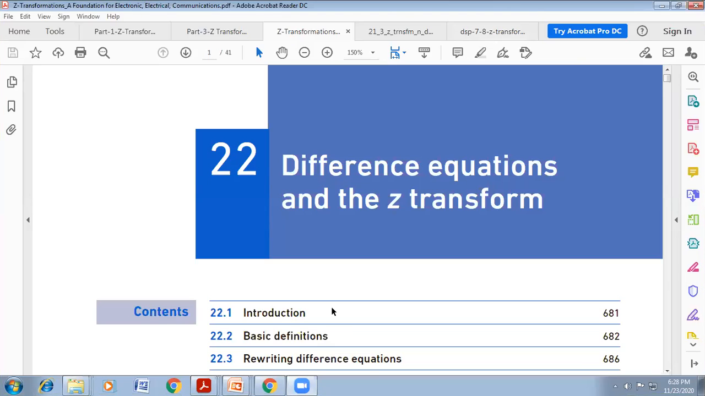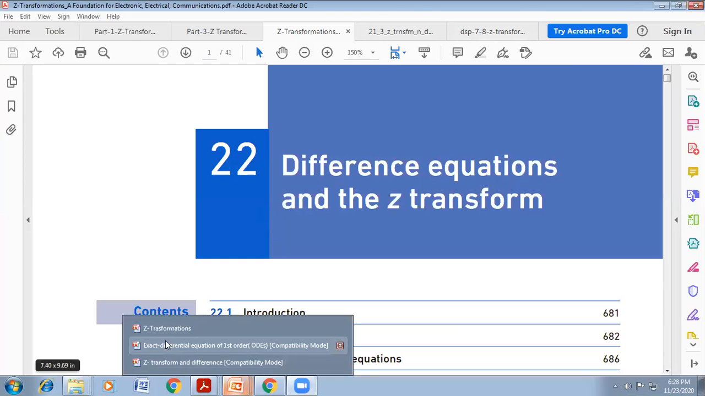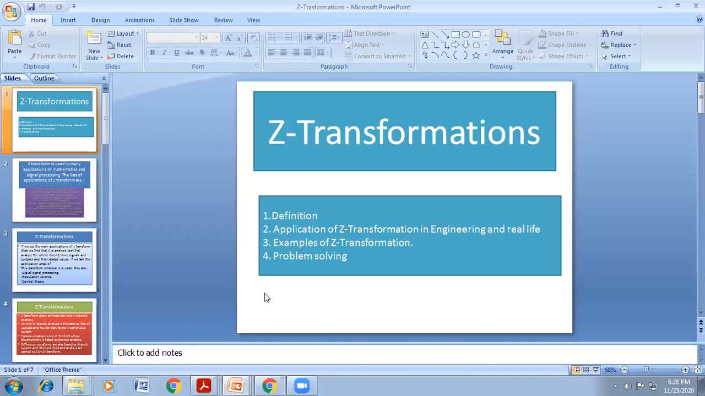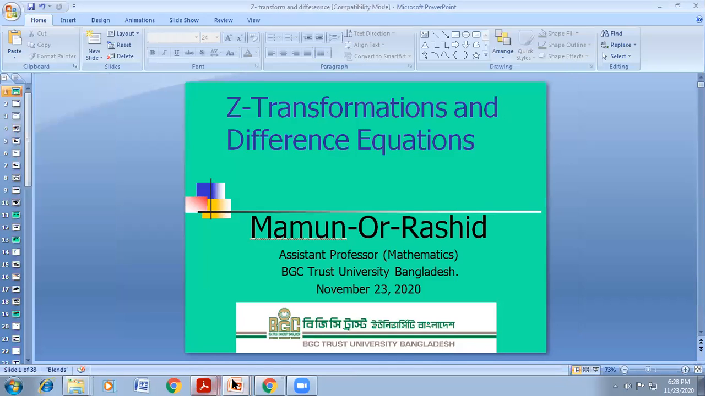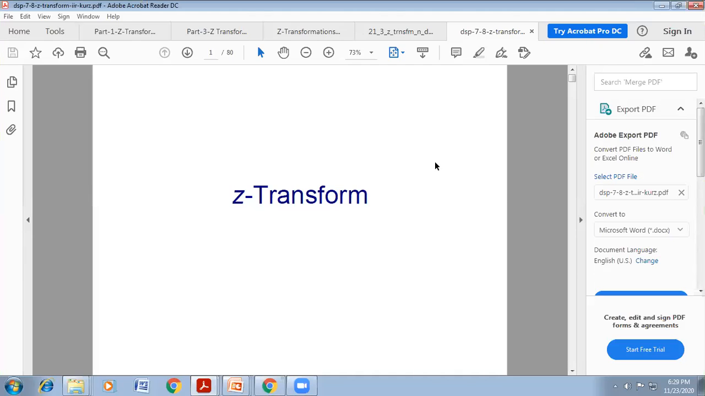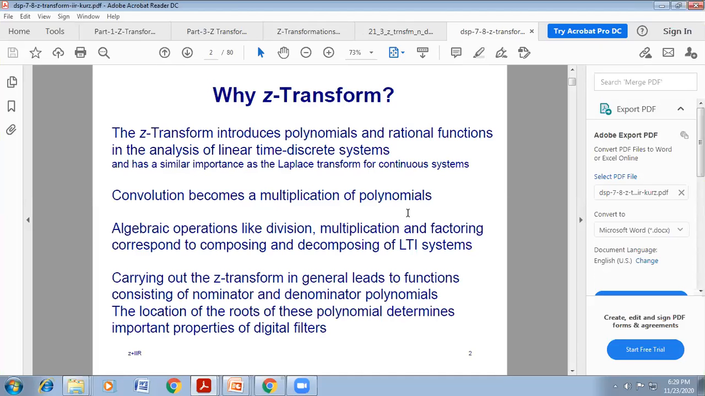Actually, difference equation and Z transformation. Before starting this, we will try to overview the Z transformation with a slide presentation. Okay, before starting this, just an overview of Z transformation.